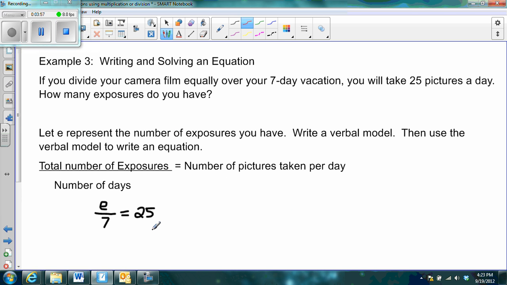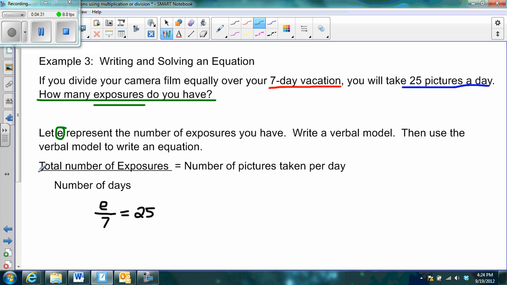So the third type of problem, similar to the last lesson, here we have a word problem. So if you divide your camera film, well, we don't use film anymore, but let's just pretend you're using a film camera. Over your 7-day vacation, you will take 25 pictures a day. So how many initial total pictures or exposures do you have? So let E represent the number of exposures total and write a verbal model.